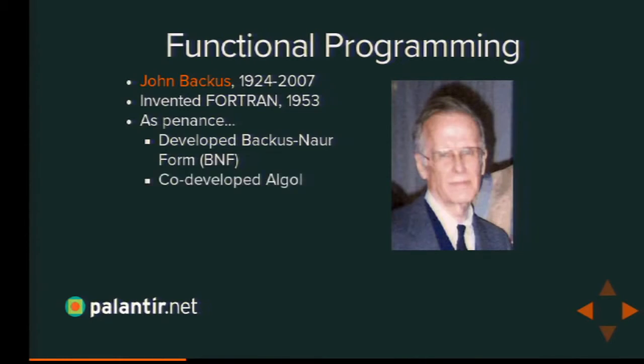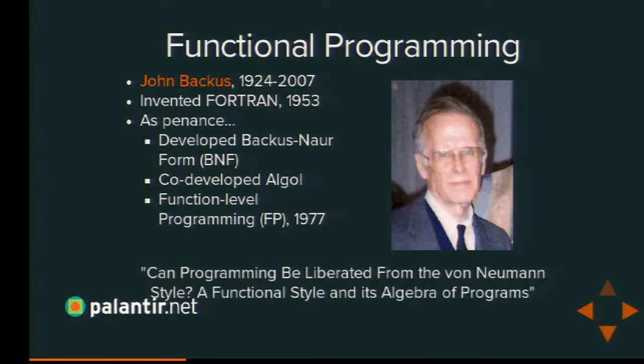He also co-developed ALGOL, which is a mechanism for defining algorithms. And in 1977, while receiving a Turing Award, ironically, he gave a paper called Can Programming Be Liberated from the von Neumann Style? A Functional Style and Its Algebra of Programs. Functional programming, as a term, came about here. When we say functional, we don't mean that it works. I mean, these programs were working well before 1977.